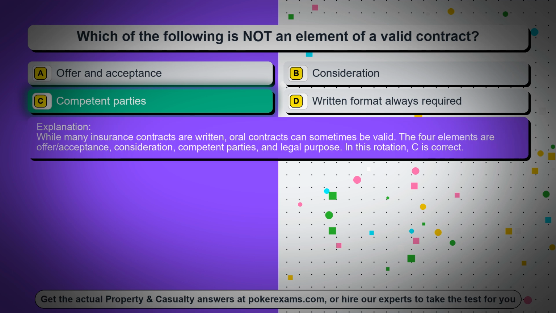While many insurance contracts are written, oral contracts can sometimes be valid. The four elements are offer/acceptance, consideration, competent parties, and legal purpose. In this rotation, C is correct.